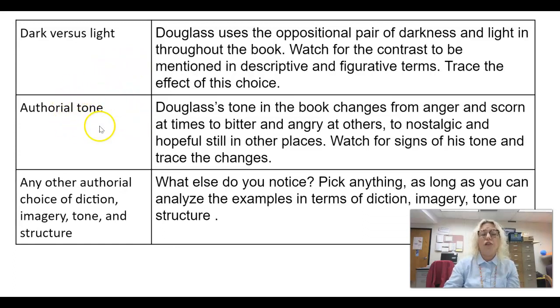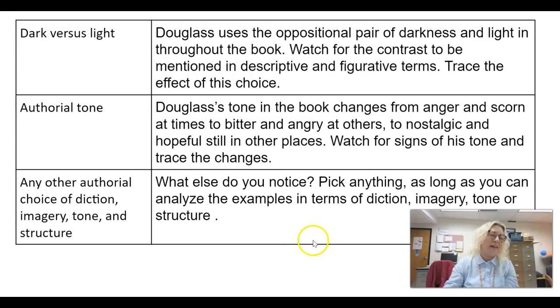Tone is a good thing to watch for. Douglas's tone in the book changes. We hear different tones from him throughout: anger and scorn, bitter and angry, nostalgic, hopeful. Watch for signs of his tone and trace those changes. And then if you can find anything else, go for it. I think that is the best way, really, to analyze literature, is when you can find something yourself.